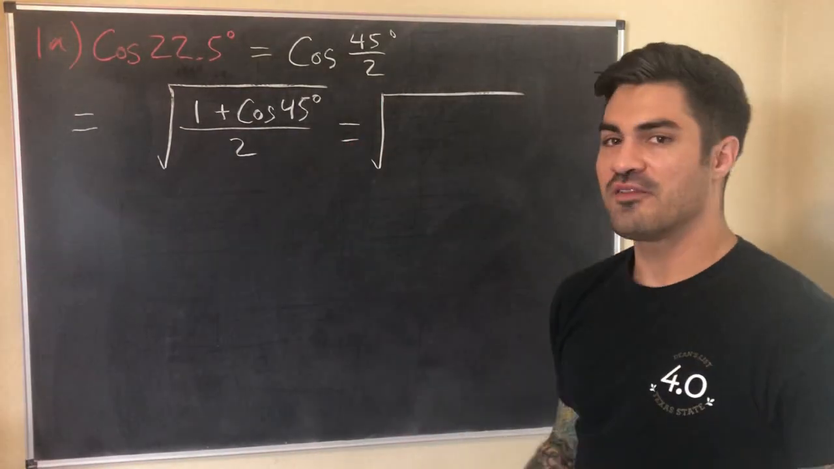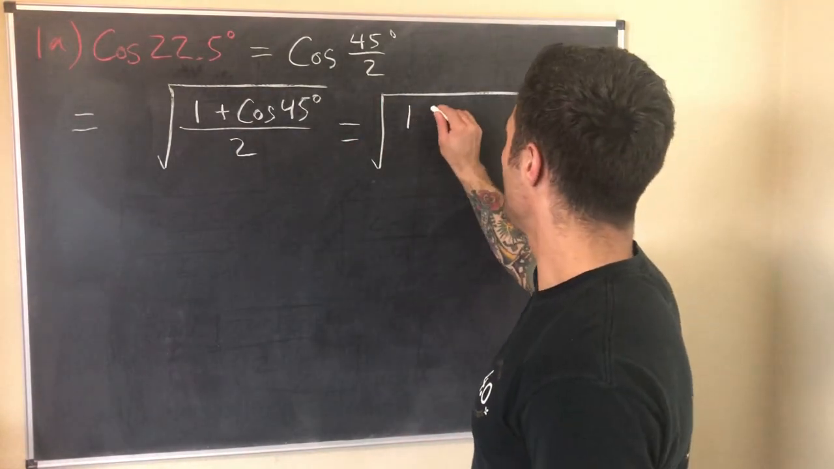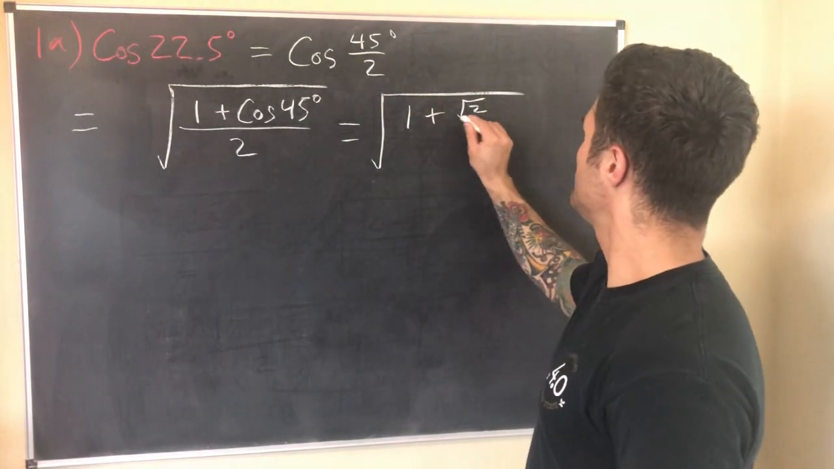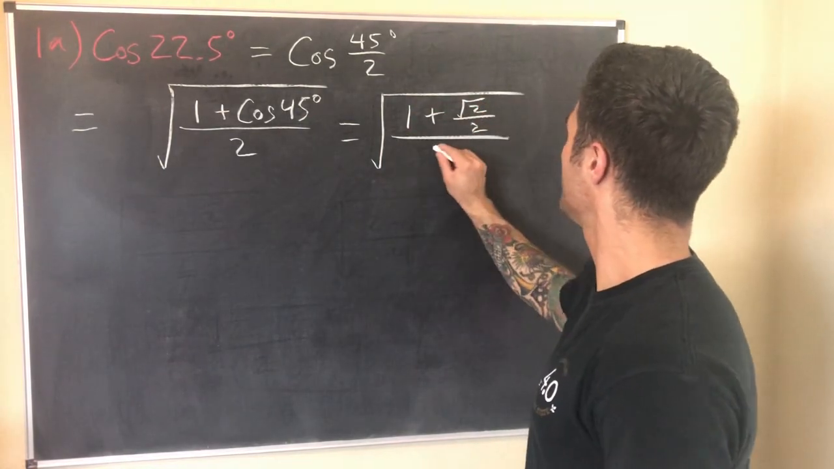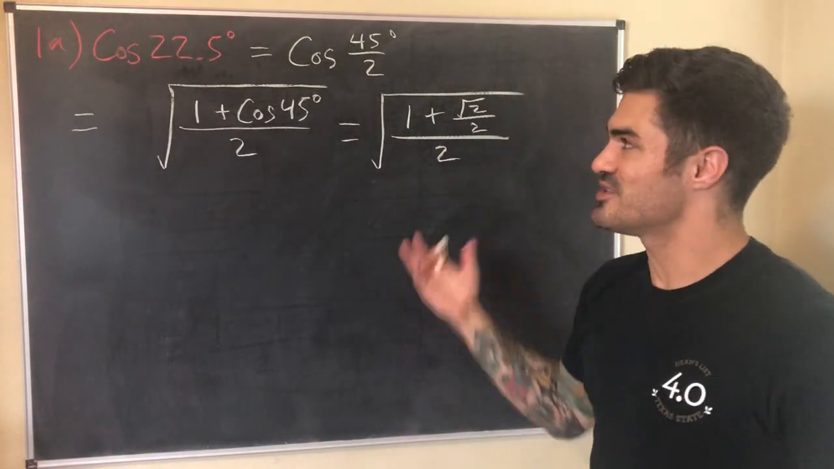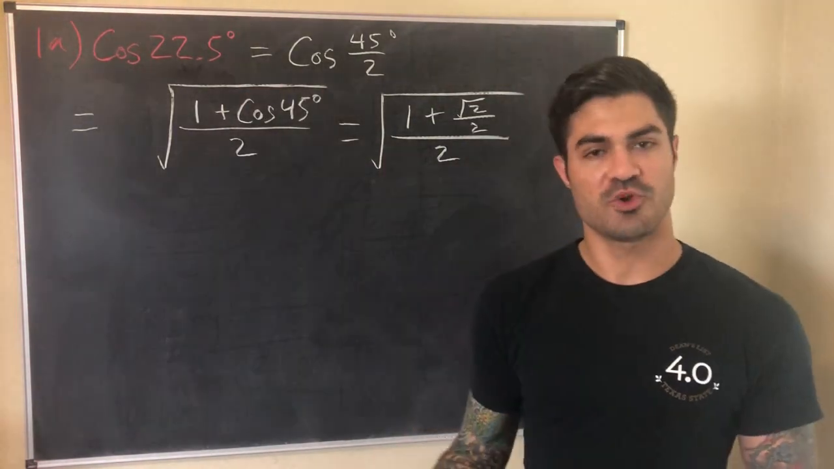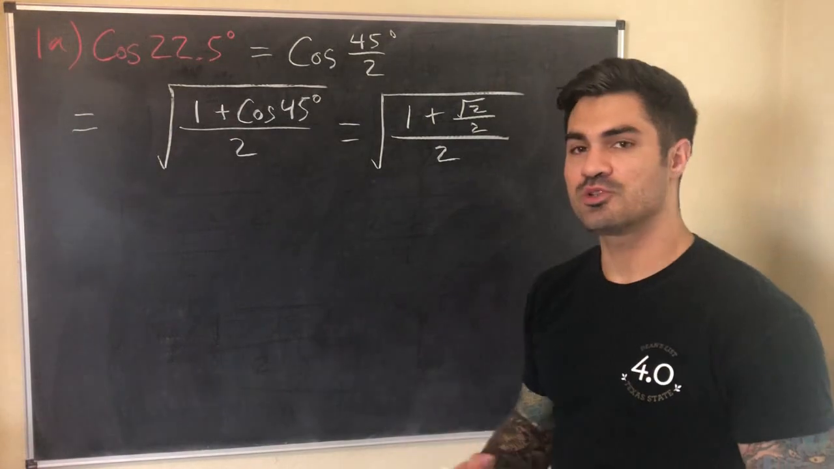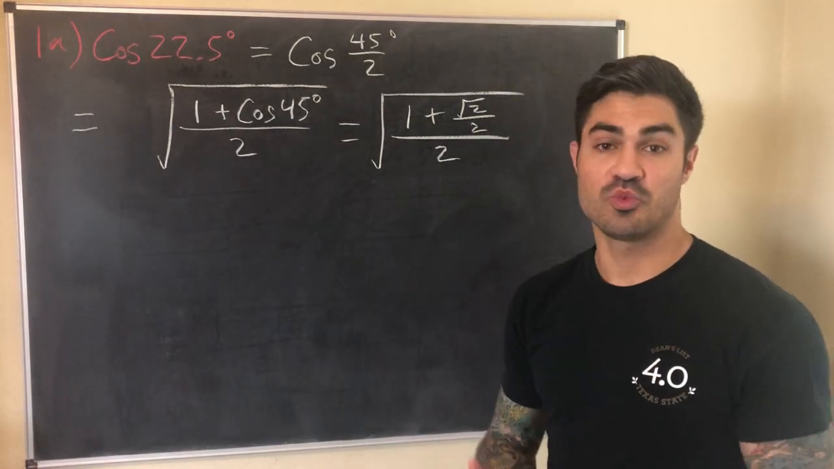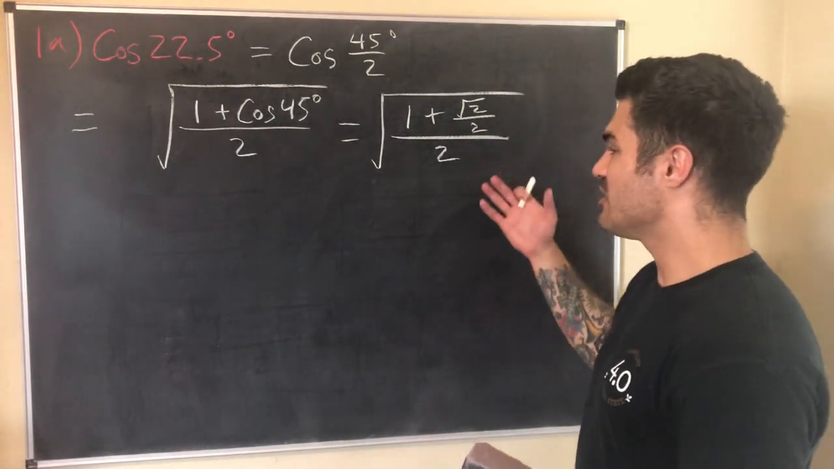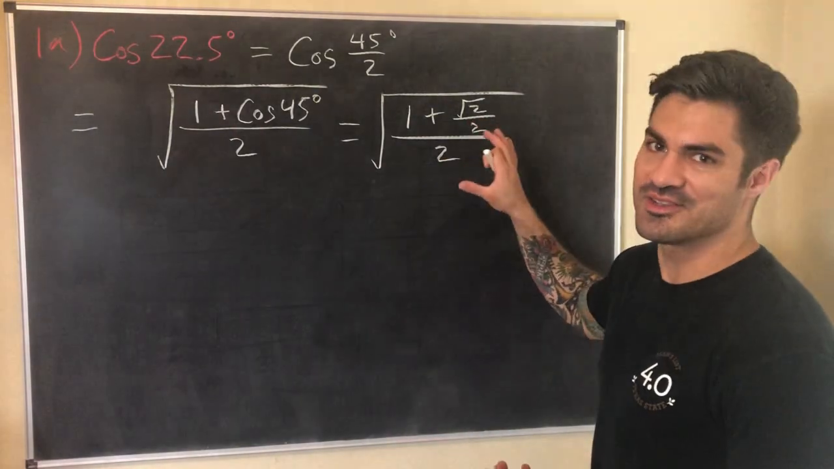The cosine of 45 degrees is root 2 over 2, so I have 1 plus the square root of 2 over 2, all over 2. And this is technically the exact value of this original expression. So how far you continue is really up to how much your instructor wants you to simplify. But I am going to continue as far as I can go and try to make this as simple as I possibly can.